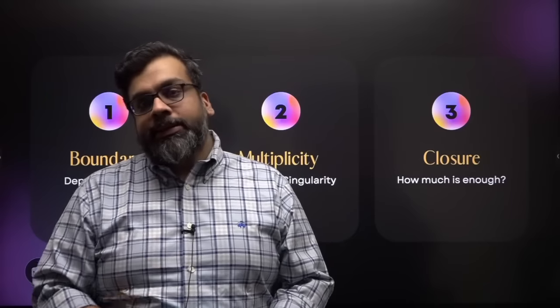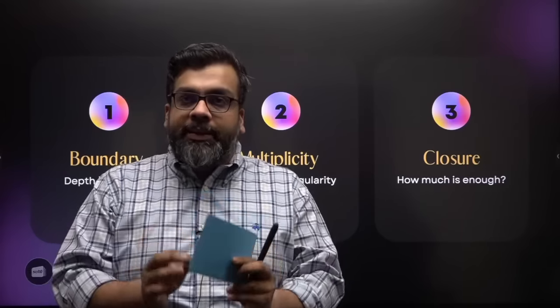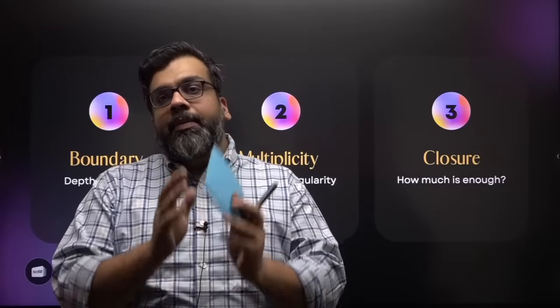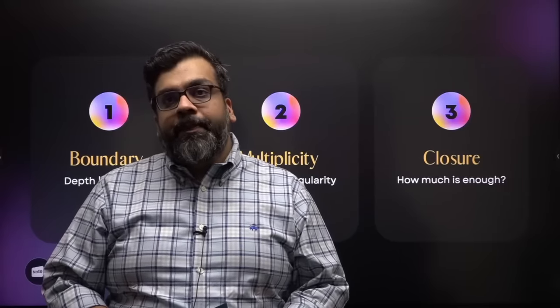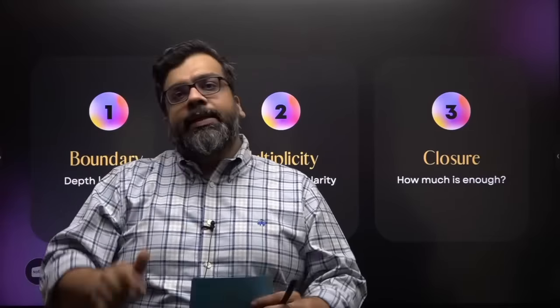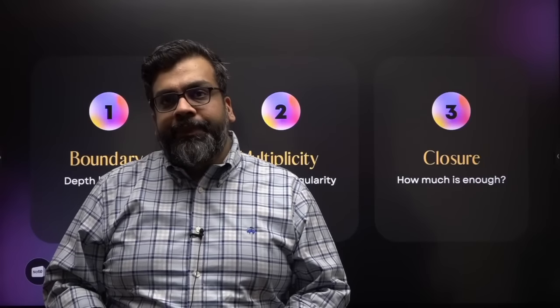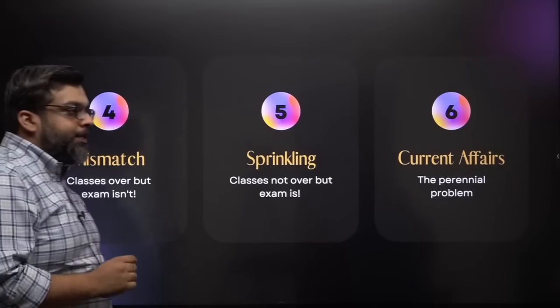How do we close? How do we put everything together on federalism in one single page? The closure problem: do we have what we have is enough? Do we need to keep pouring in more and more information that we come across? The third problem, and a fairly important one. The fourth problem, as we understand it to be, is the mismatch problem.